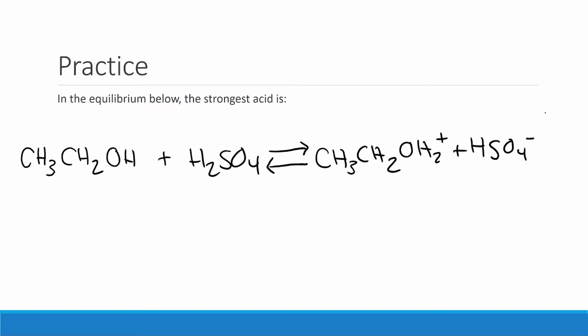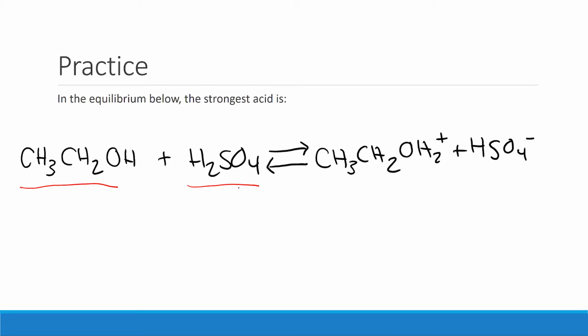Okay, so let's look at another practice. Here we're showing an equilibrium reaction. And we want to identify where the strongest acid is. And based on that, you can also identify which direction this reaction would be more favored. So here we have CH3CH2OH and H2SO4.